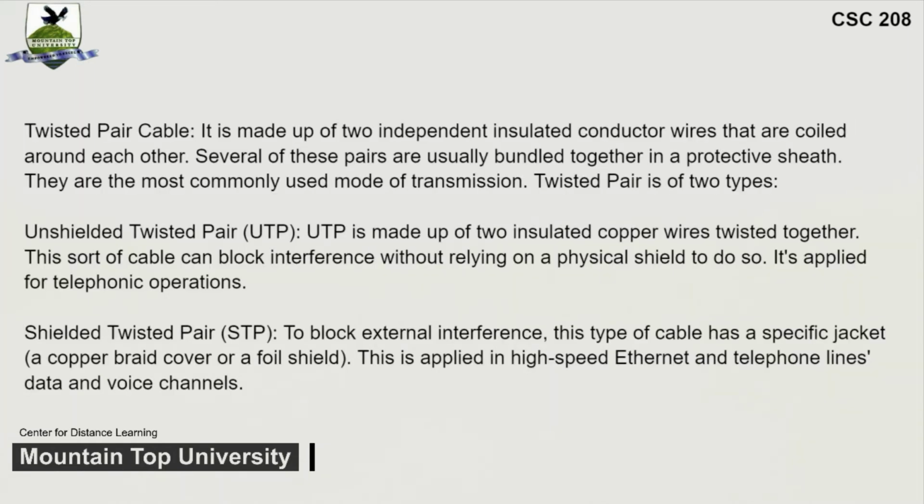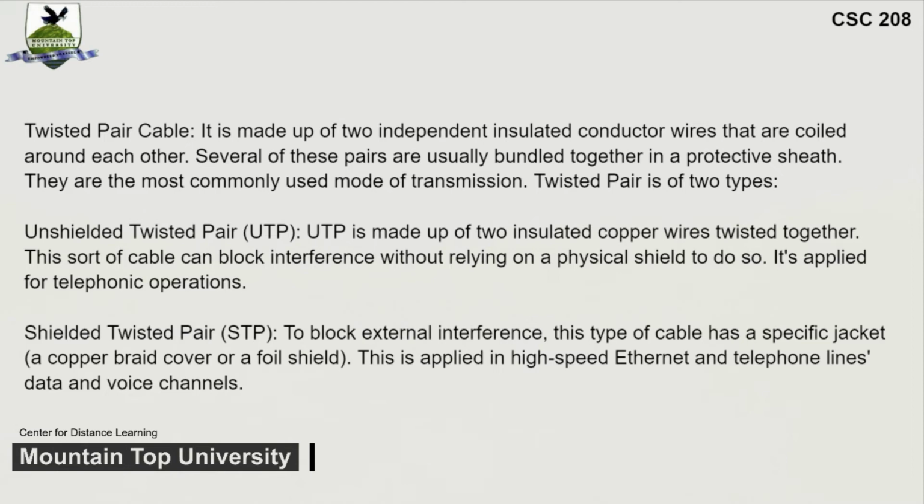Twisted pair cable. It is made up of 2 independent insulated conductor wires that are coiled around each other. Several of these pairs are usually bundled together in a protective sheath. They are the most commonly used mode of transmission. Twisted pair is of 2 types. Unshielded twisted pair, UTP. UTP is made up of 2 insulated copper wires twisted together. This sort of cable can block interference without relying on a physical shield to do so. It's applied for telephonic operations.